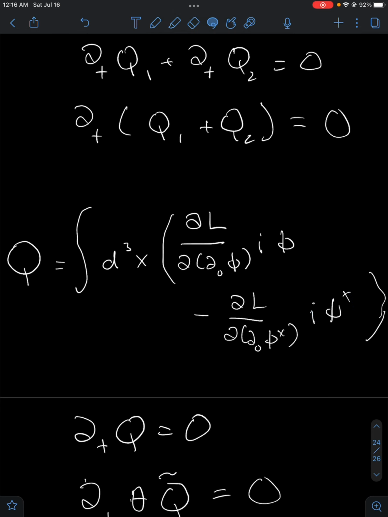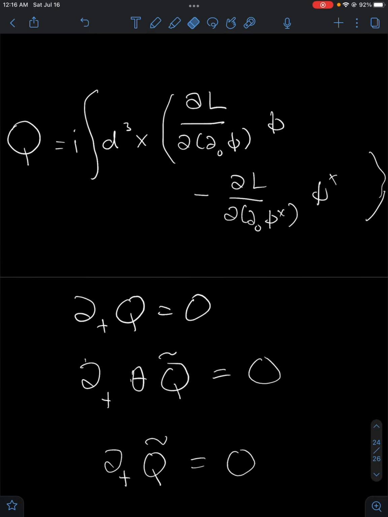Now what can we do next? Well, we can factor out this I to the front, just to shorten our integral a bit. And yeah, this is what we have.